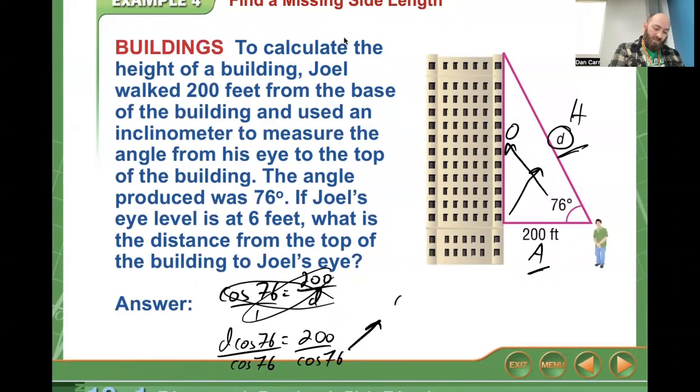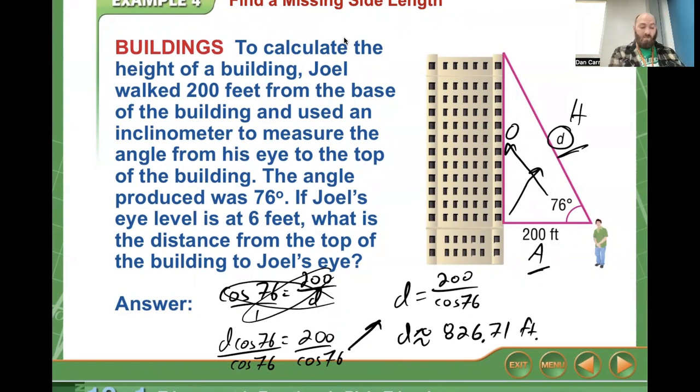So what that gives me is this: d is equal to 200 divided by cosine 76. That's what needs to go in my calculator. So we got 200 divided by the cosine of 76, and that's going to come out to approximately 826.71 feet. So that is the distance from the top of the building straight to Joel's eyes right there.